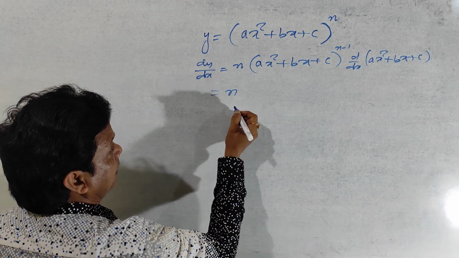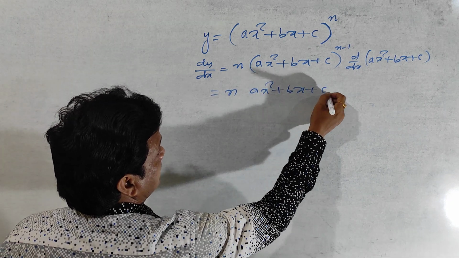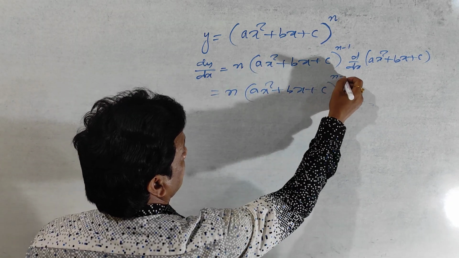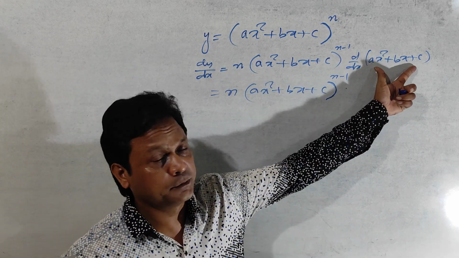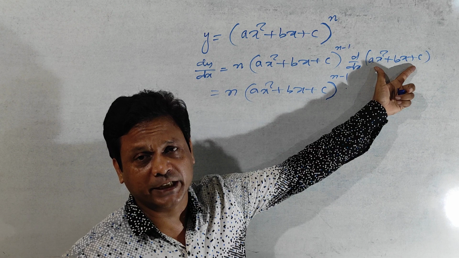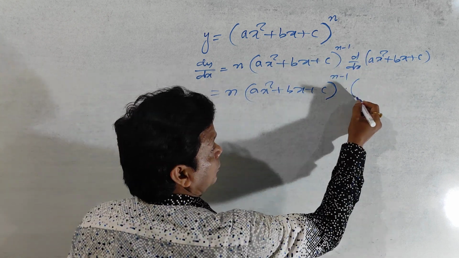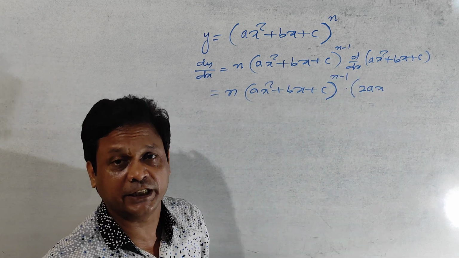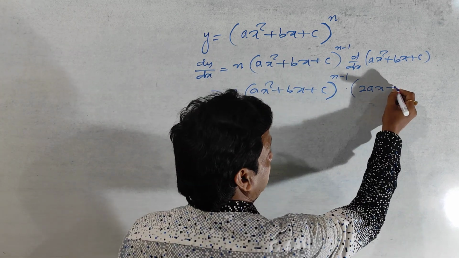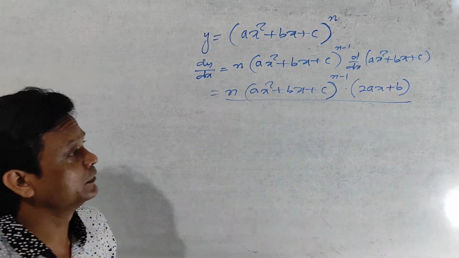Clear? See here, n into ax square plus bx plus c whole to the power n minus 1 into derivative of this part. And what is the derivative of x square? It is 2x. 2x into a, so 2ax. And what is the derivative of bx? It is b. So plus b. And the derivative of c is 0. So this is the answer.